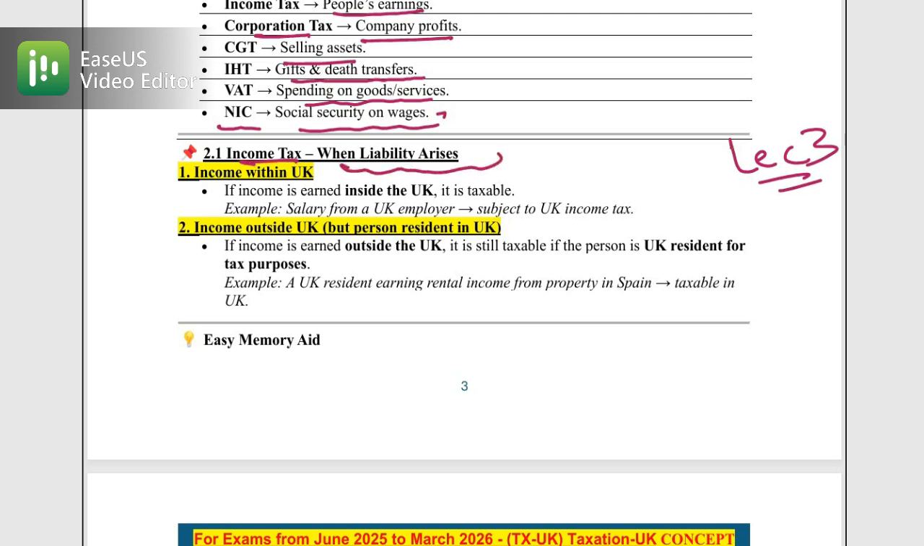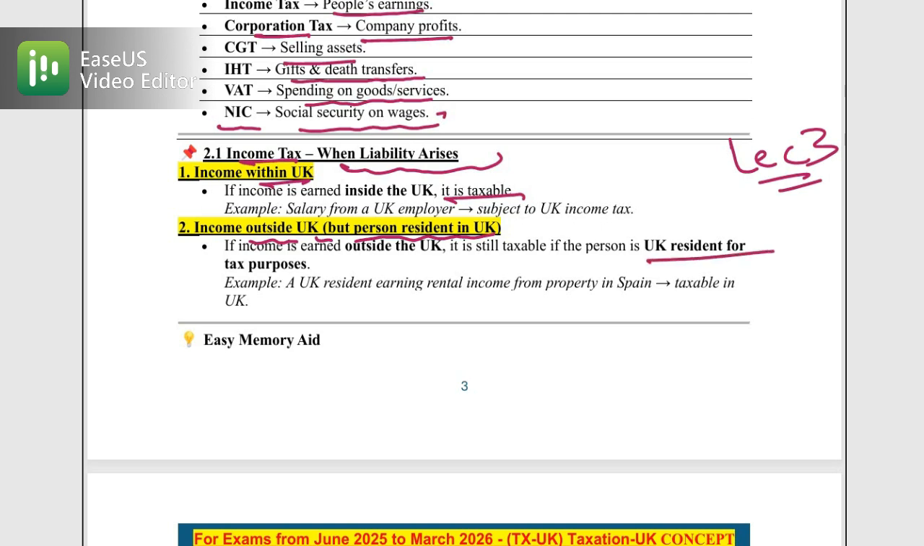So we have two types of income here. The first one is income within the UK, and the second one is income outside the UK but the person is resident in the UK. In simple words, if the income is inside the UK, then definitely it is always taxable. For example, you earn salary from a UK employer, so that is taxable. The second one is if income is outside the UK, that's also still taxable if the person is UK resident.